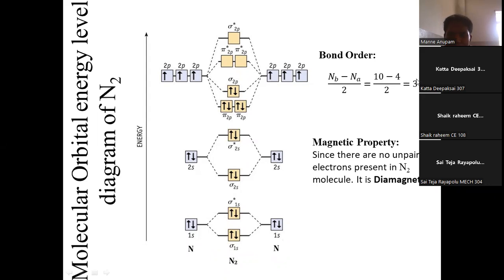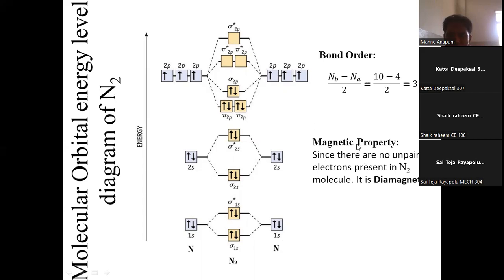What does bond order indicate? Bond order indicates the number of bonds present between the 2 nitrogen atoms. Okay, the 2 nitrogen atoms are bonded by 3 bonds: 1 sigma bond and 2 pi bonds. Now, this is nothing but bond order.